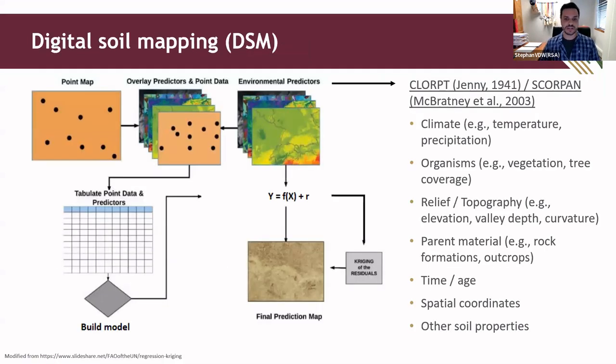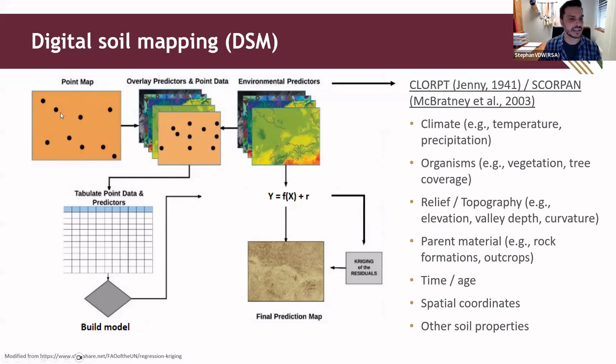So digital soil mapping. I want to illustrate it with this schematic illustration. I'm not sure if people can see my mouse, but I'll use it anyway. You start with a point map. This is a map, and these black dots are locations in a certain region of interest. At these points, we've measured a certain soil property, for example, carbon or nitrogen.